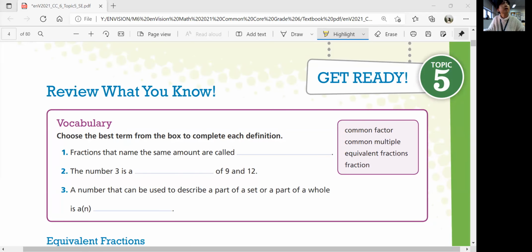First, vocabulary. Choose the best term from the box to complete each definition. We have common factor, common multiple, equivalent fractions, and fraction. Okay, we learned about these vocabularies in our previous topic. Number 1, fractions that name the same amount are called equivalent fractions.